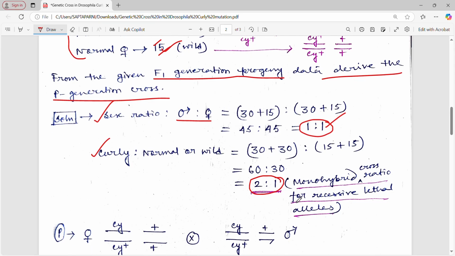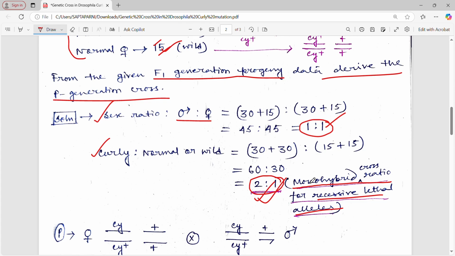Now I have written the 2:1 as the monohybrid cross ratio. Why? You may ask me that 3:1 is known as the monohybrid ratio, right? So why 2:1? Because 3:1 is the monohybrid ratio in the Mendelian process. But whenever we are talking about lethal alleles, then the monohybrid ratio becomes 2:1 instead of 3:1. So you have to remember that the monohybrid cross ratio for recessive lethal alleles is 2:1, not 3:1. Okay, so from this it is clear that it will be a monohybrid cross.